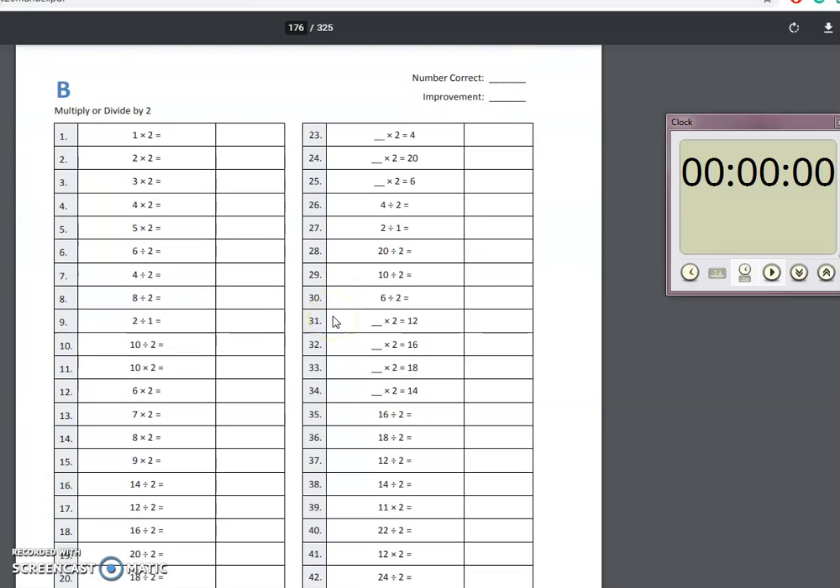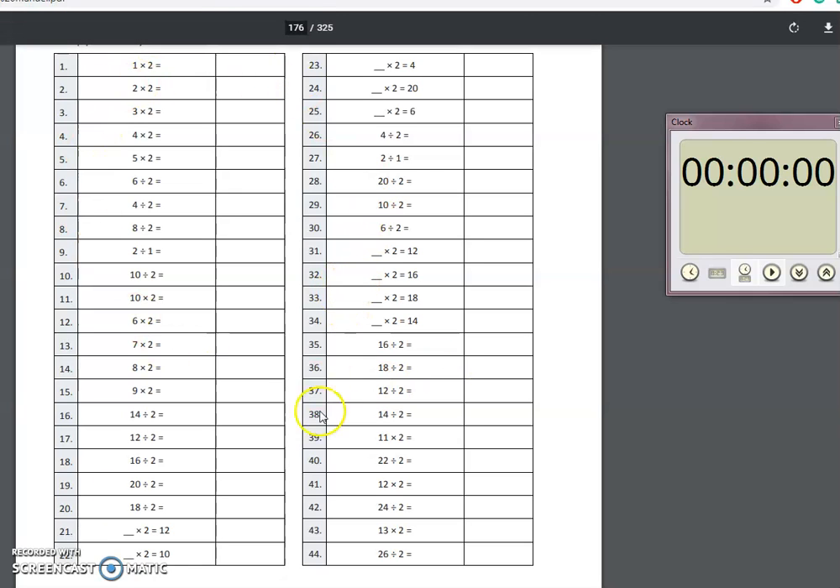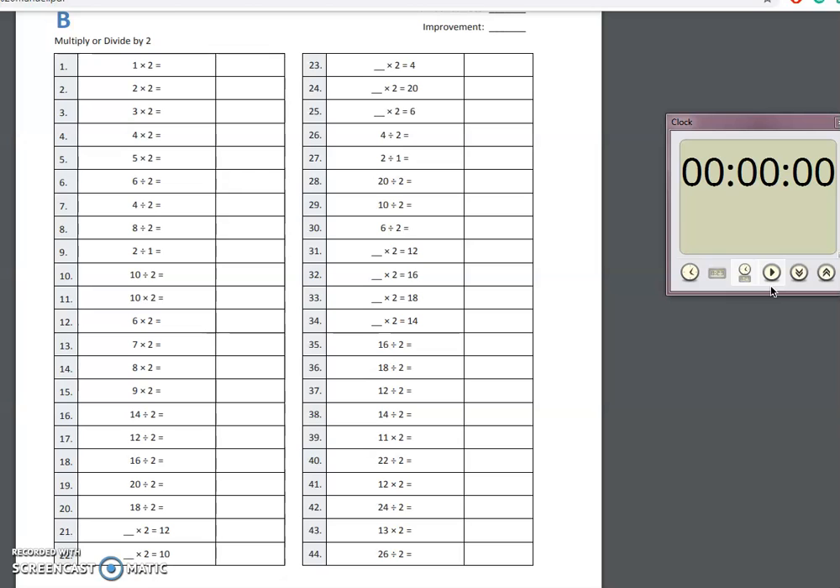So our second sprint is going to be on page 27. This is going to be our B sprint. So it's going to look like this one. So you guys are going to get a minute for this one as well. Get ready. On your marks. Get set. Go.